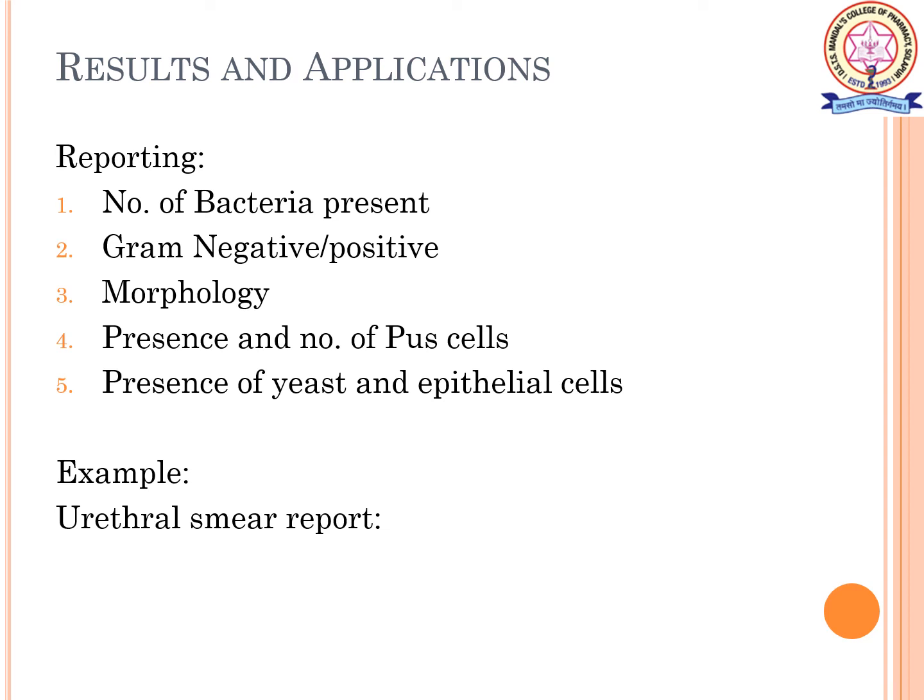Which types of cells are present in that smear can also be identified, because sometimes E. coli bacteria may come up in the urethral report. So E. coli infection can be identified. E. coli are gram negative bacteria. Whether yeast and epithelial cells are present can also be identified.